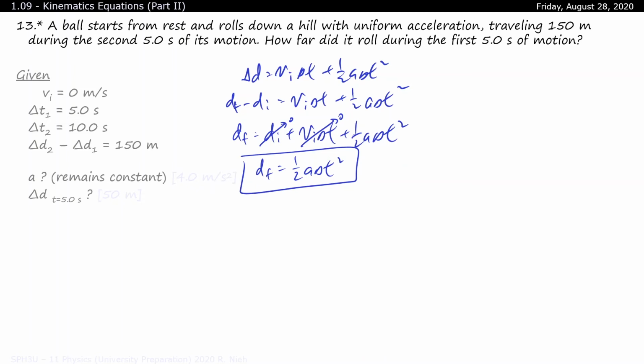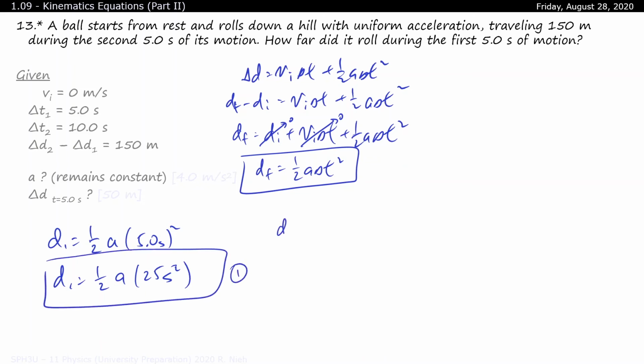So in our first scenario, our D1 is equal to 1/2 of A, which we don't know yet, but 5 seconds have gone by. So our D1 is equal to 1/2 A times 5 seconds squared, which is 25 seconds squared, and we're stuck. There's equation number 1. For our second equation, D2 is equal to 1/2 A, and this time around our time 2 is equal to 10.0 seconds. D2 we don't know. 1/2 A, 10 squared is equal to 100 seconds squared.